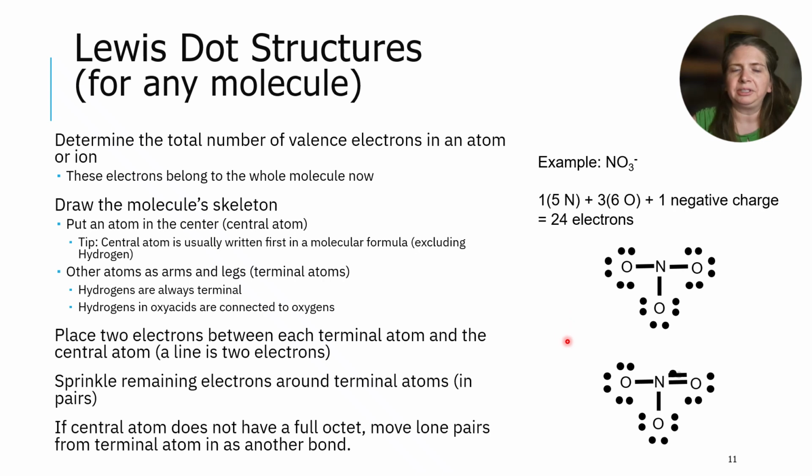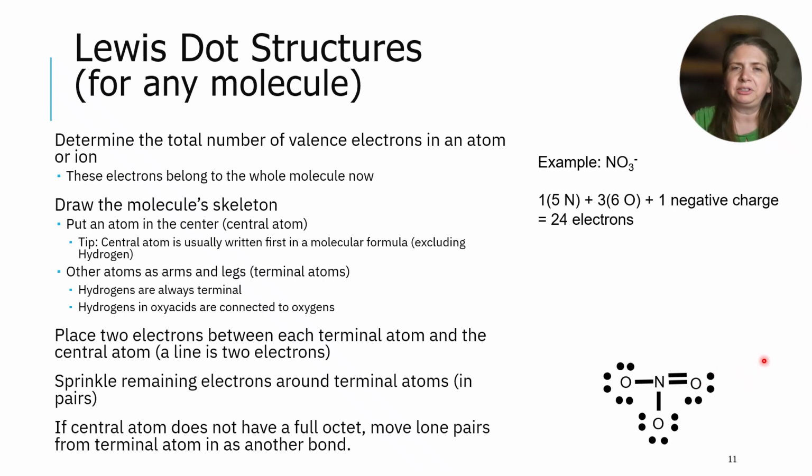bond with the nitrogen. In the completed Lewis structure, nitrogen has 1 double bond to an oxygen atom and single bonds to the other 2 oxygen atoms. Each singly bonded oxygen has 3 lone pairs. The double bonded oxygen has 2 lone pairs.